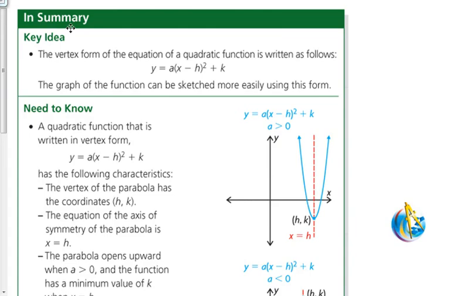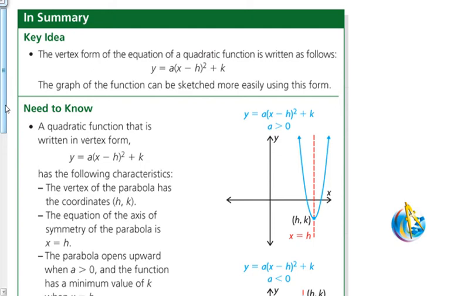So we learned that the vertex form of the equation of a quadratic function is written like this. The graph of the function can be sketched more easily using this form. You need to know that a quadratic function that is written in vertex form has the following characteristics. The vertex of the parabola has the coordinates h, k. The equation of the axis of symmetry is x is equal to h.